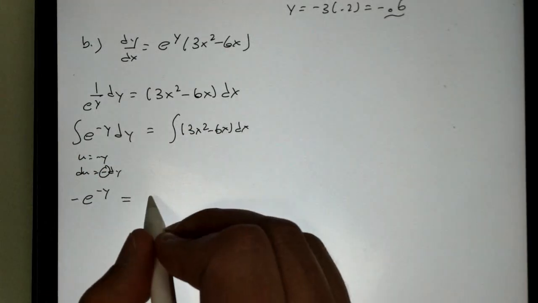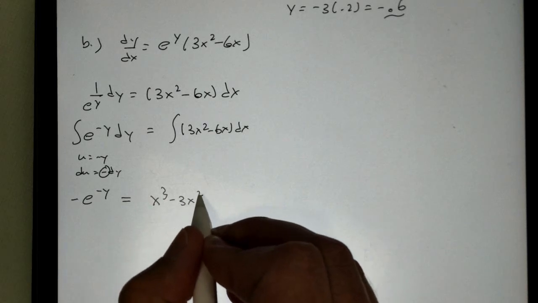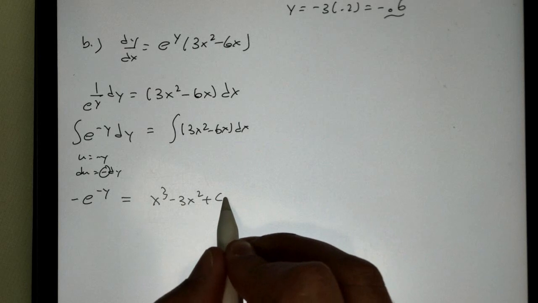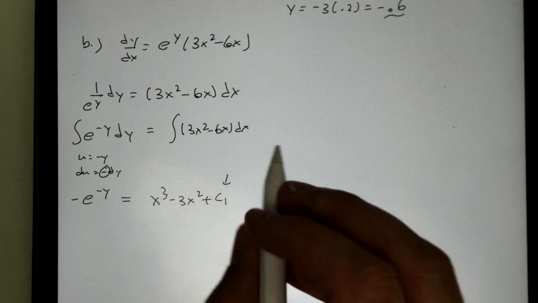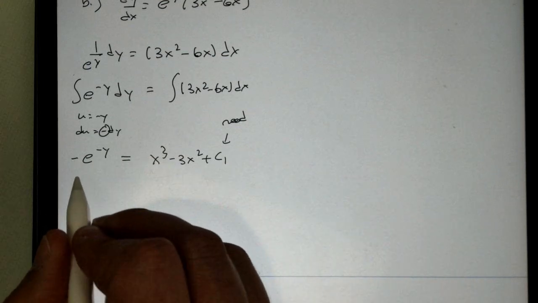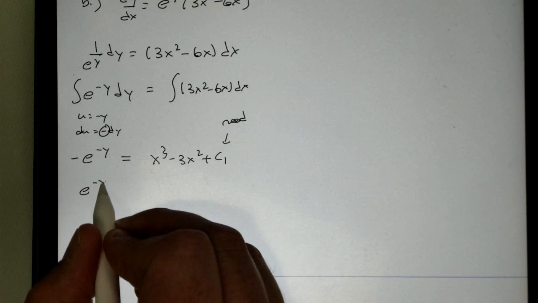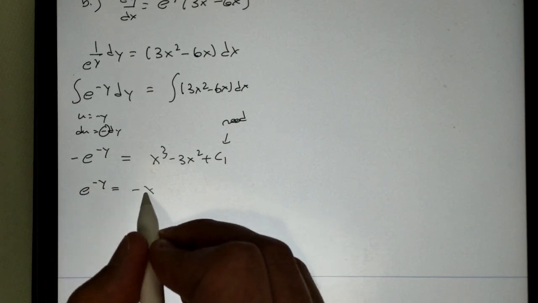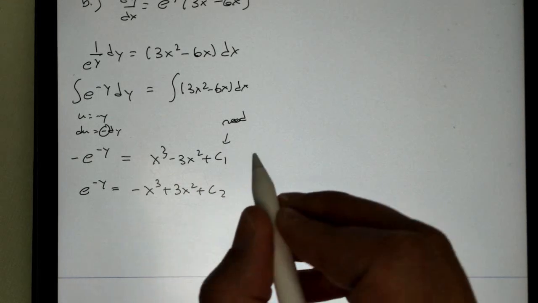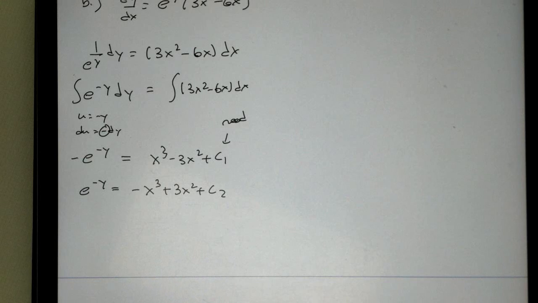Equals, on the other side, we would get x cubed minus 3x squared plus c1. Don't forget the constant. If you don't have this, there's no credit. You need to have that. All right, I'm going to get rid of my negative here. So that's going to give me e to the negative y equals negative x cubed plus 3x squared plus c2. I can write this as a minus c1, but it's just another constant.